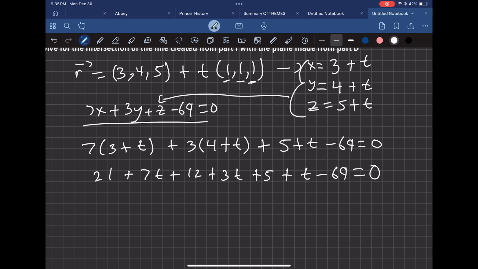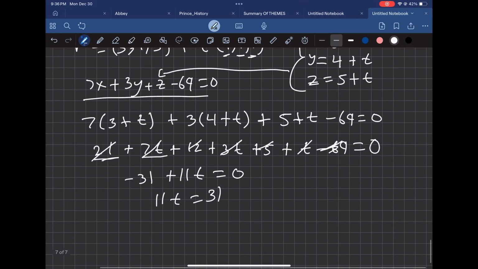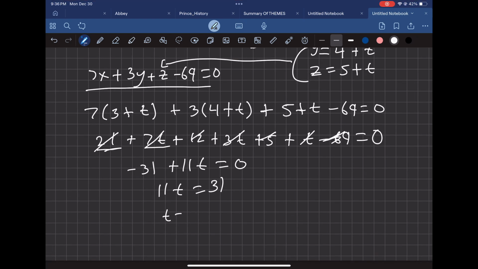So we're going to start off by grouping all the like terms. So 21 plus 12, that's 33, plus 5, it's 38, 38 minus 69. Now we'll group in the t's, so 7t plus 3t, that's 10t, plus t is 11t, so it's plus 11t equals 0. So 11t equals 31, bring it over to the other side, and then t equals 31 over 11.